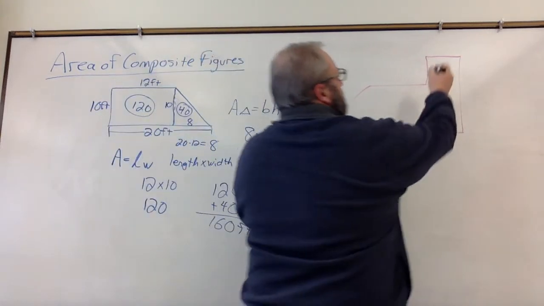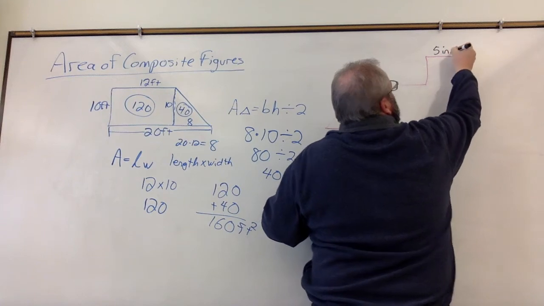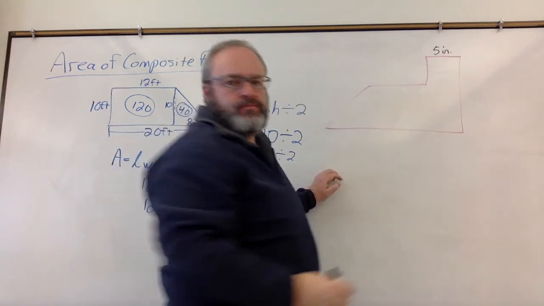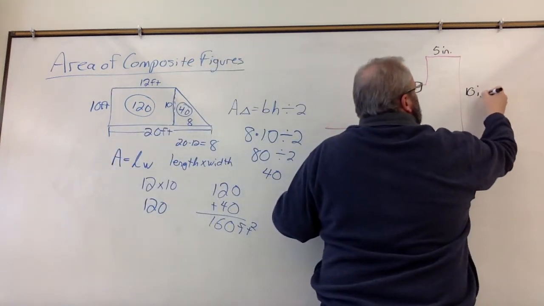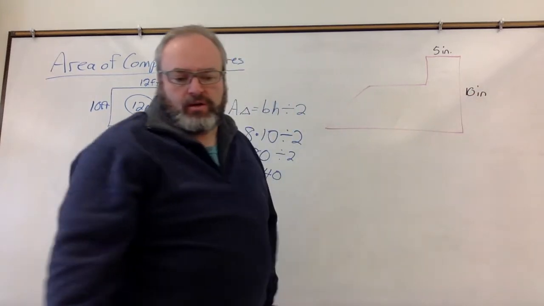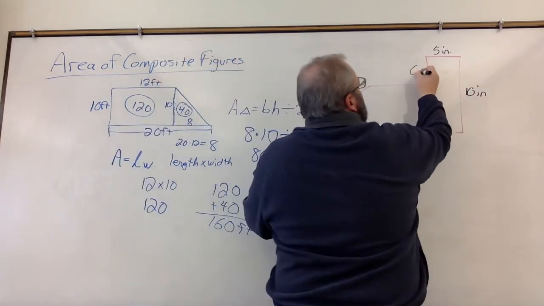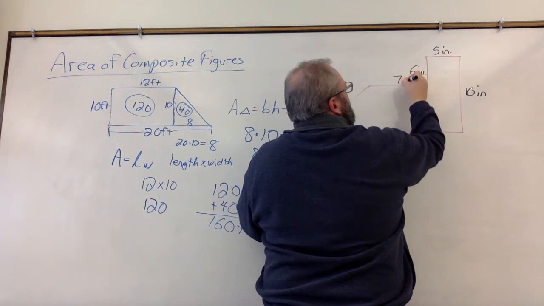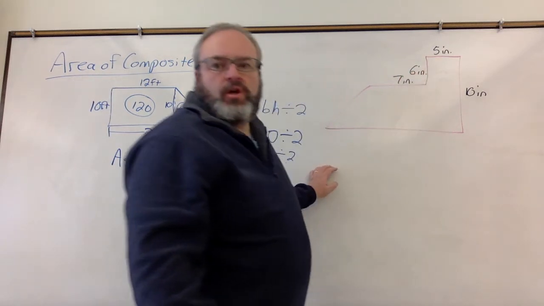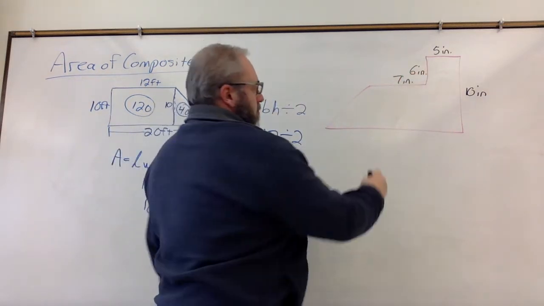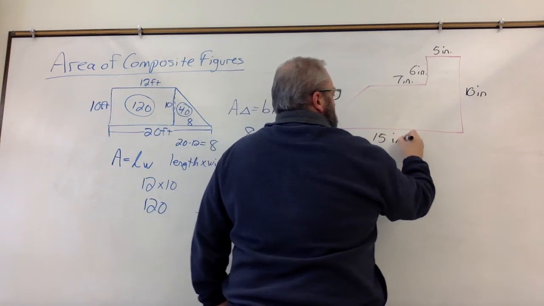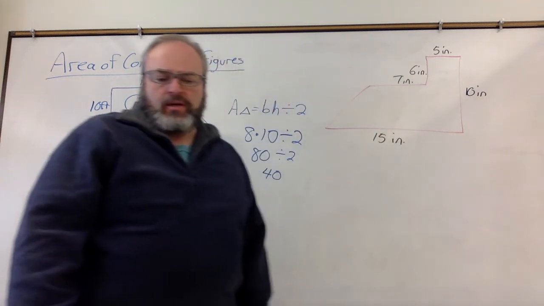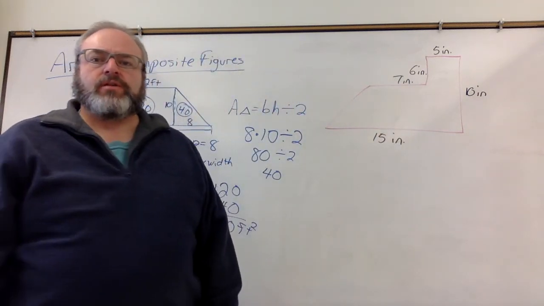All right, let's say we have 5 inches there, 10 inches there, 6 inches, 7 inches. We need one across the bottom, so that is 15 inches. And I think that's probably enough to find our shape.